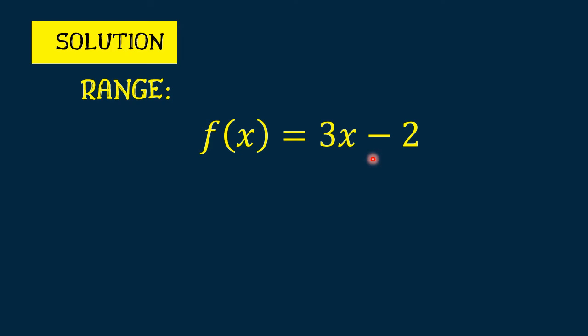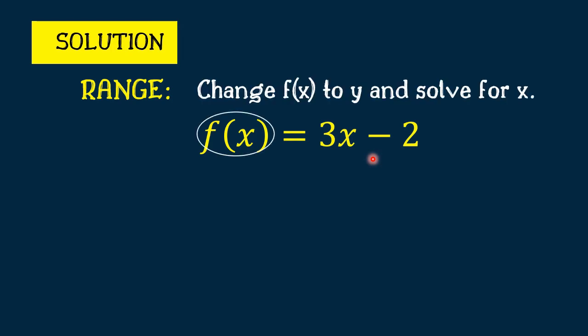Next, we have to find the range. To do that, simply change f of x to y and copy 3x minus 2. Next, we have to solve for x. Since we only have one term here with x, which is 3x, and it is already positive, we have to retain 3x on this side. And simply transfer negative 2 on the left side of the equation.